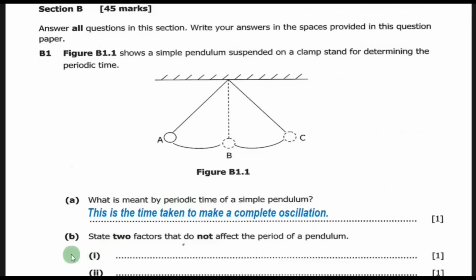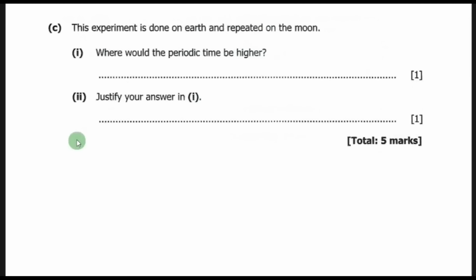All right. So B, state two factors that do not affect the period of a pendulum. Which two factors do not affect the period of the pendulum? One, the mass of the bulb does not affect the period of the pendulum, and then also the amplitude does not affect the period of the pendulum. All right, so let's move to another part, which is C.